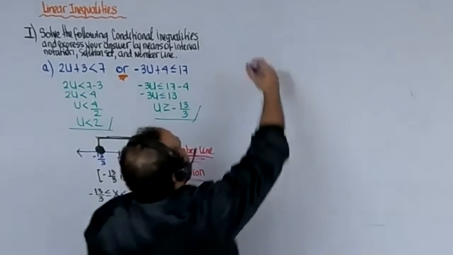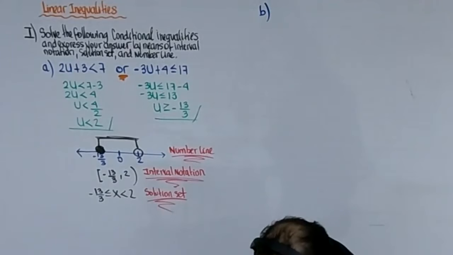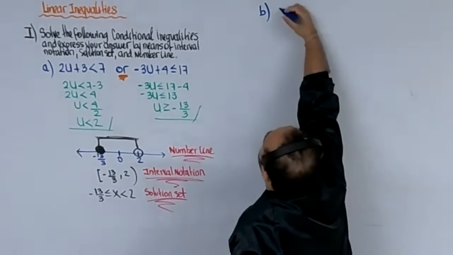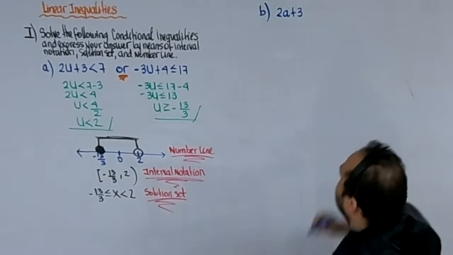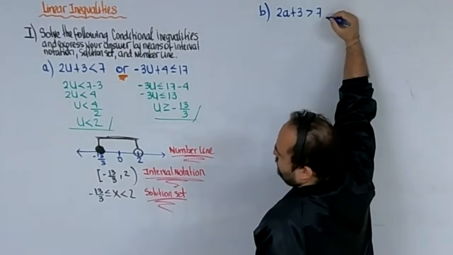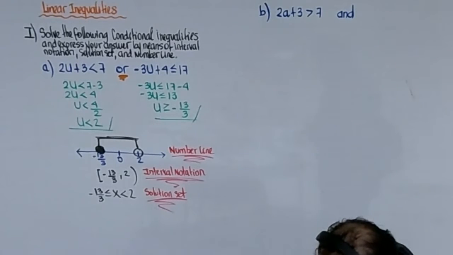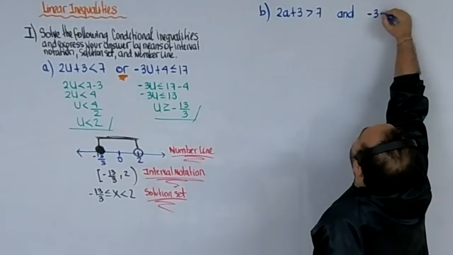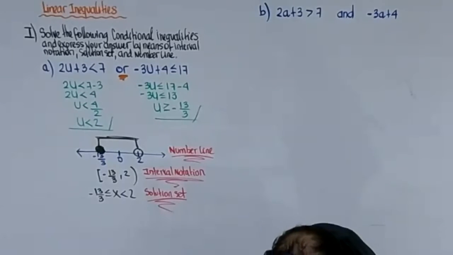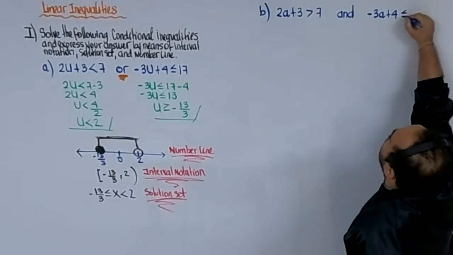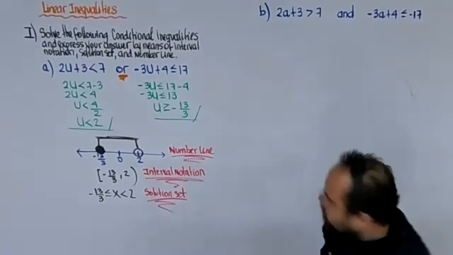Okay, the letter B. The letter B mentions 2a plus 3 greater than 7, and this is another condition, negative 3a plus 4 less than or equal to negative 17.